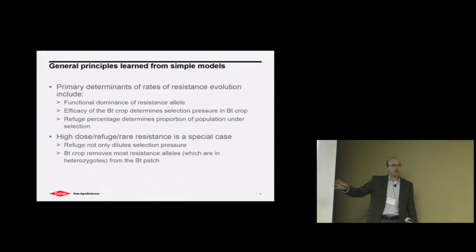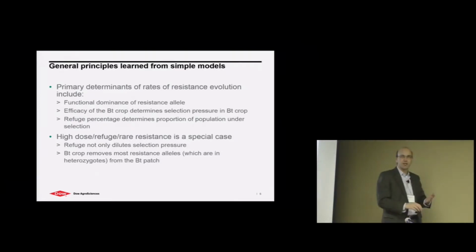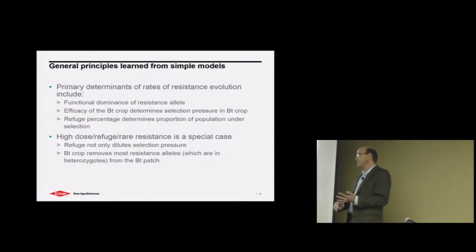Everybody throws up the high-dose refuge as being the resistance management strategy, but really this is the special case. I think we can count on the fingers of one hand the number of high-dose refuge or high-dose crops, high-dose pest combinations that are out there in the real world today. We've got European corn borer, we've got tobacco budworm in cotton, we've got pink bollworm in cotton, so I don't even need a whole hand.